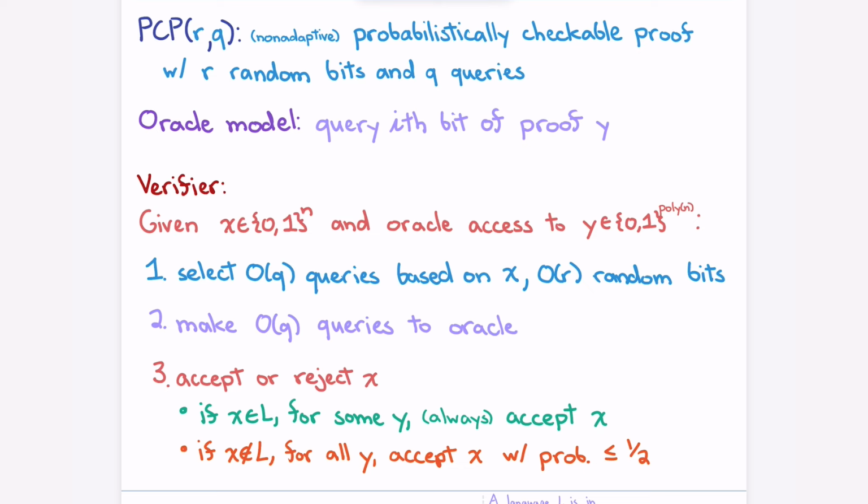The rules are, if X is in L, then there must be some proof where you always accept X. And if X is not in the language, if X should be no, then for any proof, you should reject it half the time. So in other words, to go back to that independent set example, is there an independent set of size 100?